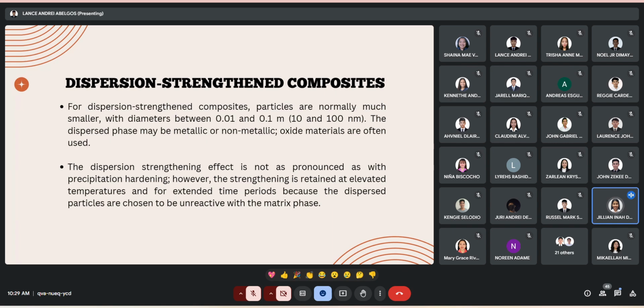The dispersion strengthening effect is not as pronounced as with precipitation hardening. However, the strengthening is retained at elevated temperatures and for extended time periods because the dispersed particles are chosen to be unreactive with the matrix phase.